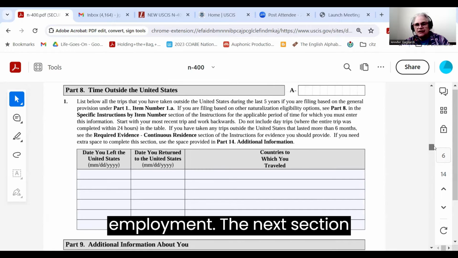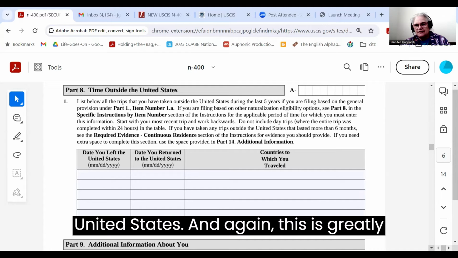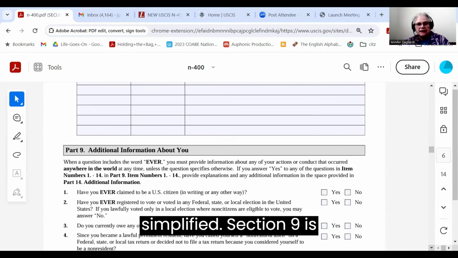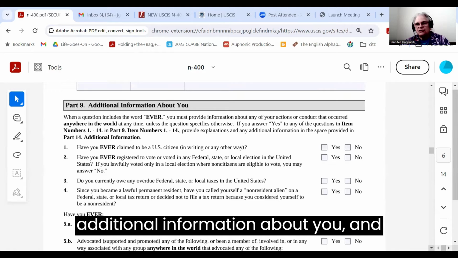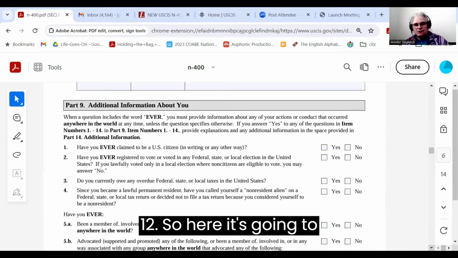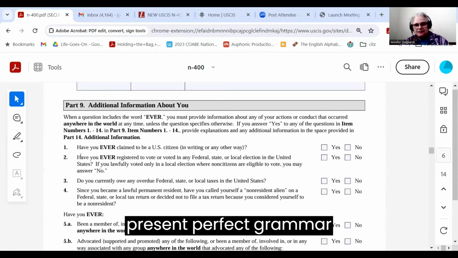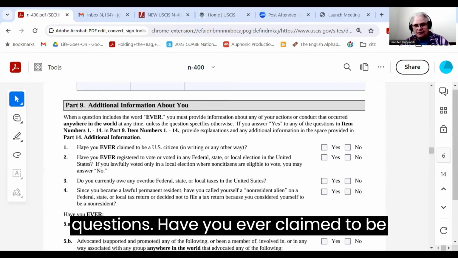The next section is about your time outside of the United States. And again, this is greatly simplified. Section 9 is additional information about you, and this used to be known as Part 12. So here it's going to start out with the standard present perfect grammar questions.